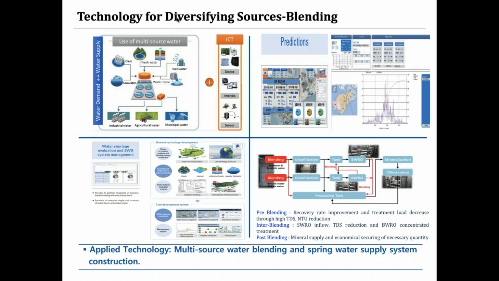The first is the diversification of the water sources. The key concept is how to use combined multi-sources that are available nearby, like seawater, spring water, surface water, groundwater, etc. Therefore, it is very important to consider quantity, quality, cost, and the sustainability of especially groundwater.